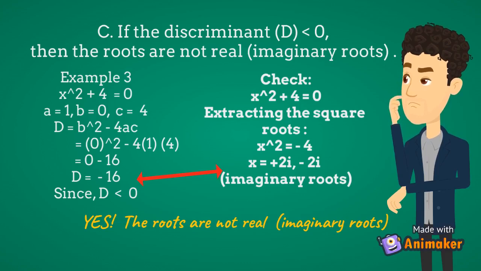By checking, x squared plus 4 equals 0. Use extracting the square roots. x squared equals -4. x equals positive 2i and -2i. They are the imaginary roots. And since d is less than 0, yes, the roots are not real, or they call it imaginary.